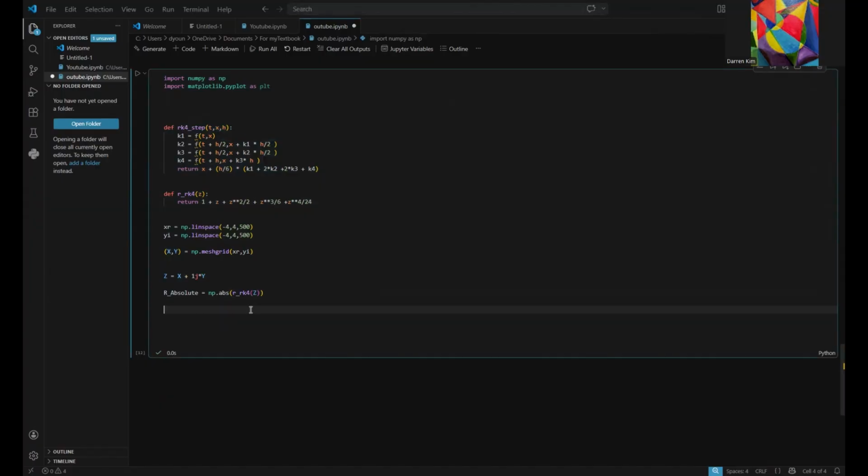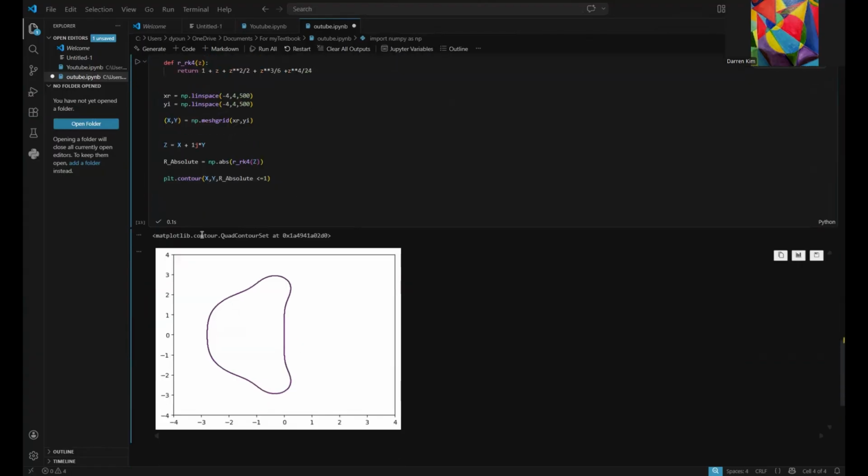So next up, we're going to do what we call a plt contour. So plt.contour, and it will be x comma y, and there will be r absolute, and this would be less than or equal to 1. And you see this? What this means is anything that is inside of here is stable, outside is unstable. So this is lambda h, with real and imaginary parts, imaginary over here, real. If there's something imaginary, it still functions, and that's the whole point of RK4.